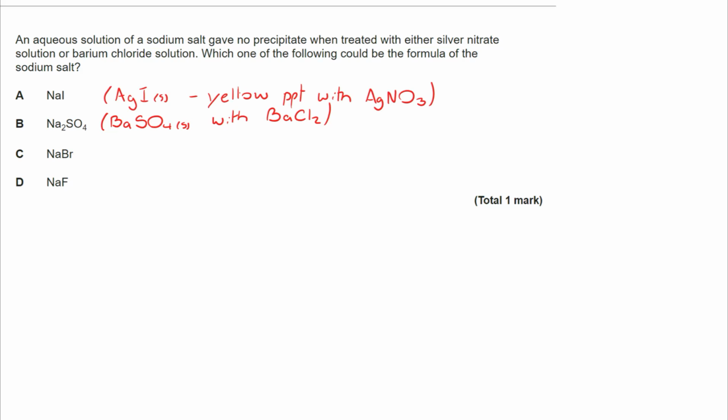If I take a look at NaI, I'm going to make AgI, which is a yellow precipitate. And NaBr, we make a cream precipitate. Now you may also remember that AgCl is a white precipitate. NaF, we don't get a precipitate at all. Next question.